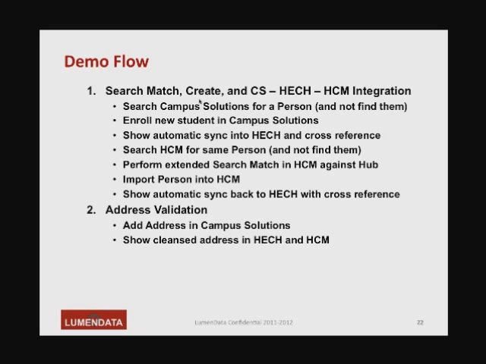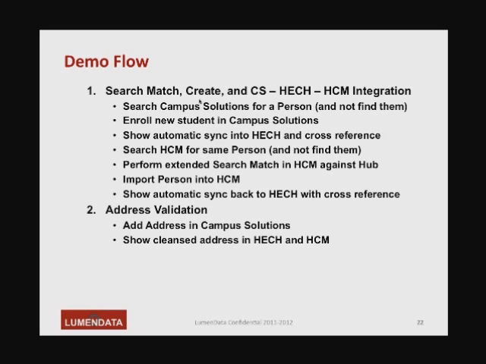So we'll do an extended search match from HCM directly against the hub. We will find the person in the hub because they came there from Campus Solutions, right? So we will have them in the hub, but not in HCM. And then we will choose to import that individual into HCM because, let's say in this example, the student first enrolls and then they find a job. And then that import will automatically result in a cross-reference back into HECH. So HECH will have a full record of the initial creation of the student record, and then the extension of it, if you will, or the additional persistence of it in HCM, and the proper ID cross-referencing across these systems.